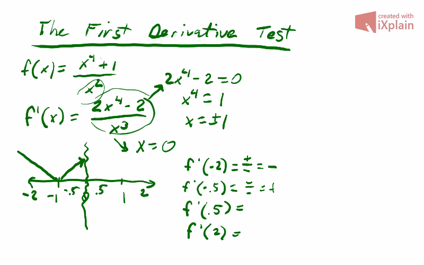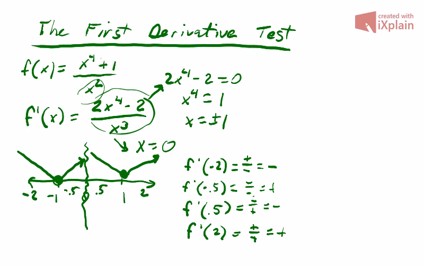When I plug in 0.5, I get a negative on top, but I get a positive on the bottom this time. Negative divided by a positive is a negative, so I am decreasing after this asymptote down to 1. And then when I plug in 2, I get positive on top, positive on the bottom, which is positive. So now I increase. So it looks like at -1 and 1, I have minimums by the first derivative test.